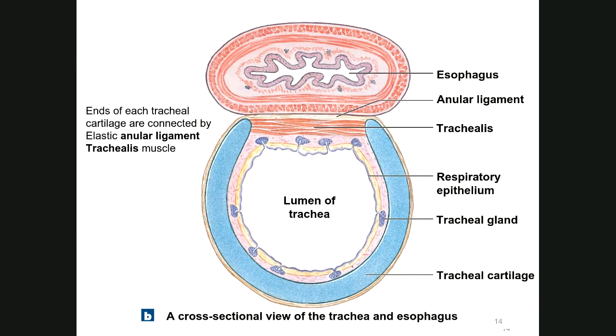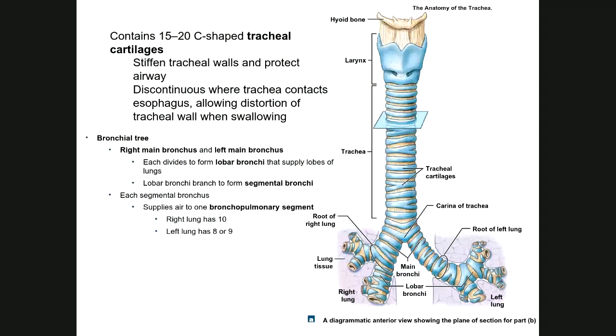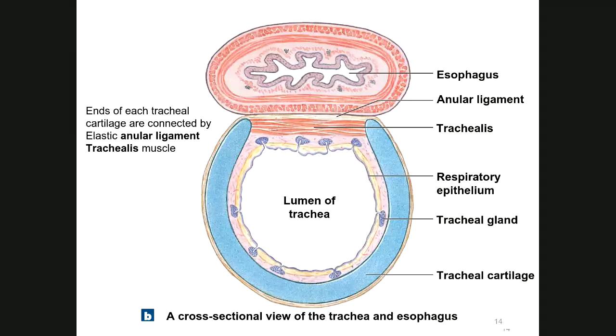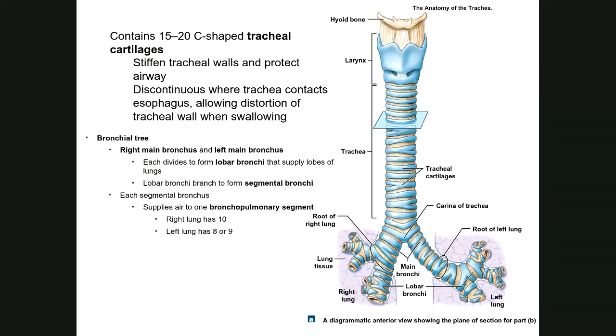The trachea is also very interesting. It's the origin of the pulmonary tree, or the bronchial tree. I told you it has a form like a C because the cartilage is not completely circular, but has some annular ligament and trachealis muscle. Annular ligament, sorry. They have about 15 to 20 C-shaped tracheal cartilages, okay?